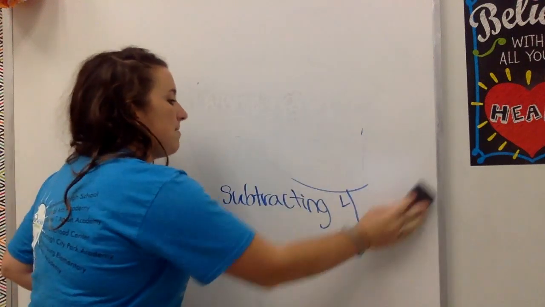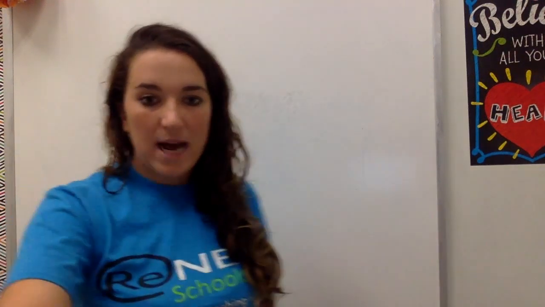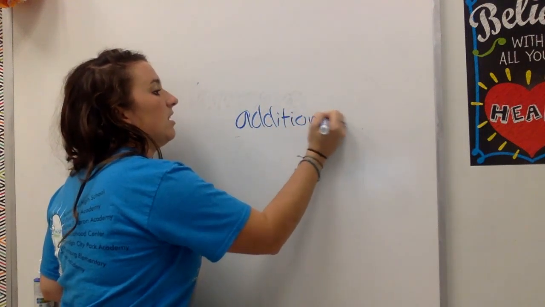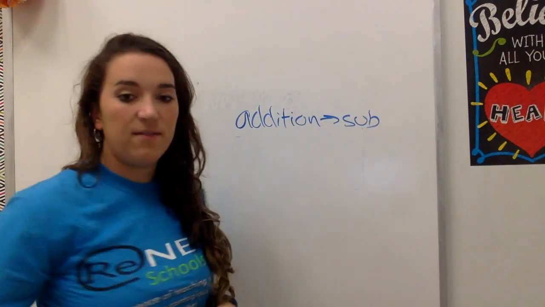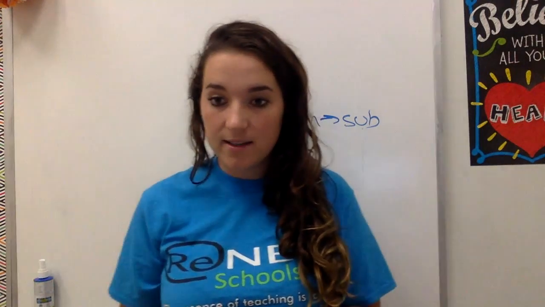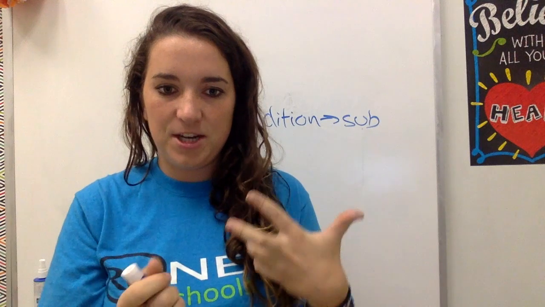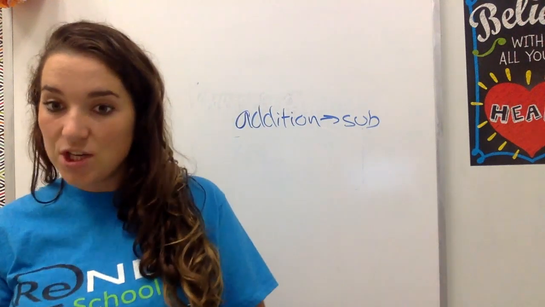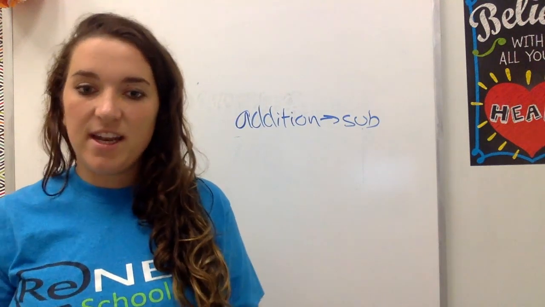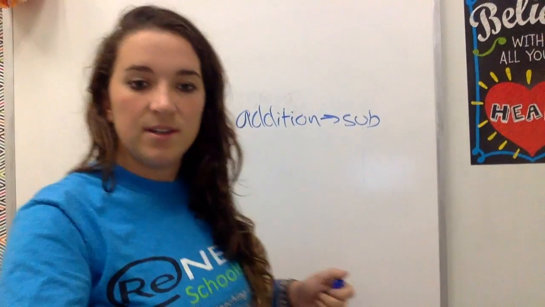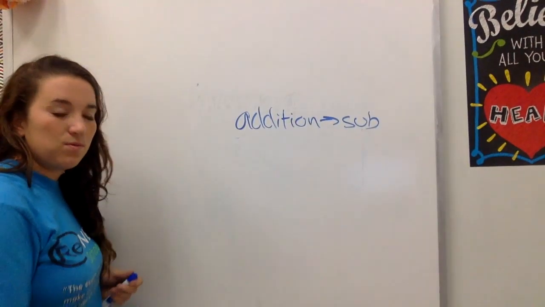So now at the bottom of the paper, go through and fill out those questions. The inverse of addition is what? Subtraction. The inverse of subtraction is what? Addition. It goes both ways because they undo each other either way. The inverse of multiplication is what? Division. And the inverse of division is what? Multiplication.